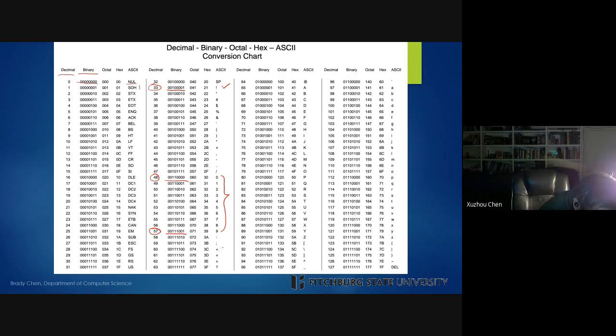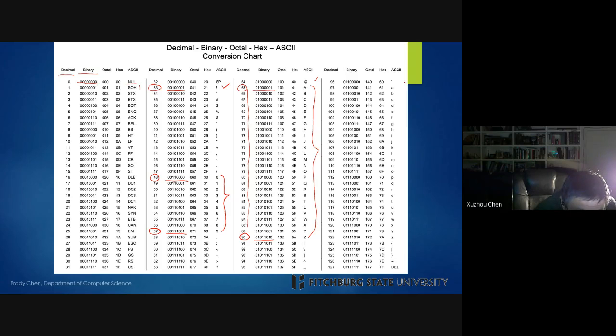Then you have a colon, semicolon, less than, equal, greater than, question mark, and then we start to see the alphabet. From A all the way to Z. Now these are all capital alphabet. So A is actually decimal number 65, and the Z is 90. It's just an increase by one. So from 65 to 90, that's a total of 26 characters.